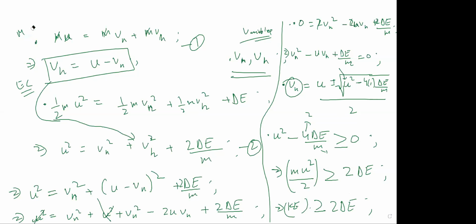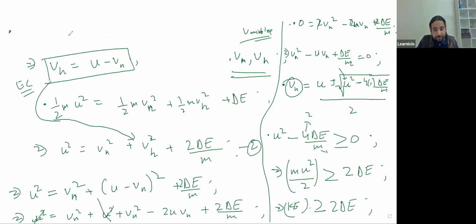So your kinetic energy is just greater than or equal to 2 delta E. So the minimum value of kinetic energy is 2 times delta E. This is the minimum value. And 2 delta E, what is delta E? The smallest delta E that we have is, since the atom is in the ground state, so it's the first state.